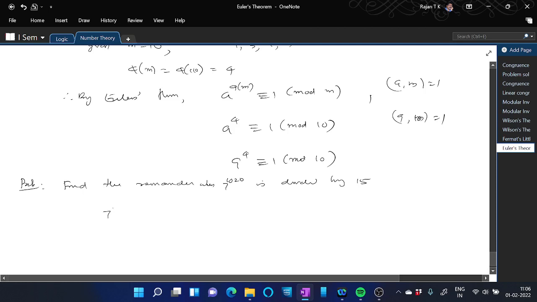We know 7 square is congruent to 4 mod 15. Therefore, 7 raised to 1020, since it is equal to 7 square raised to 510, is congruent to 4 raised to 510 mod 15.